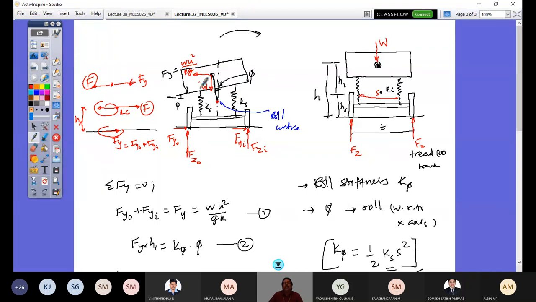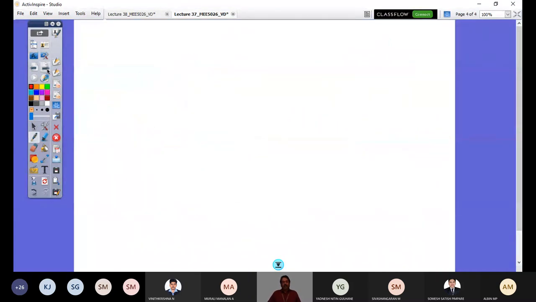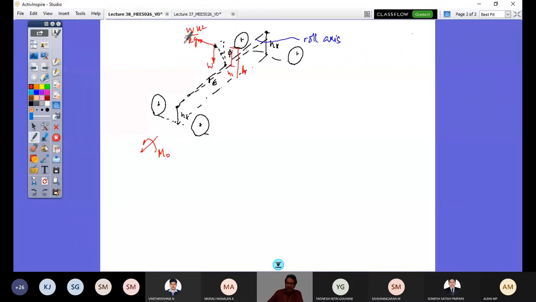So when you look at the roll, you do not require to look at these forces in the axle. That's why this free body diagram does not show them. We just look at the roll of your vehicle alone. It is the sprung mass free body diagram only that I'm considering, you can say. So taking moment about this roll axis now. Moment about the roll axis.